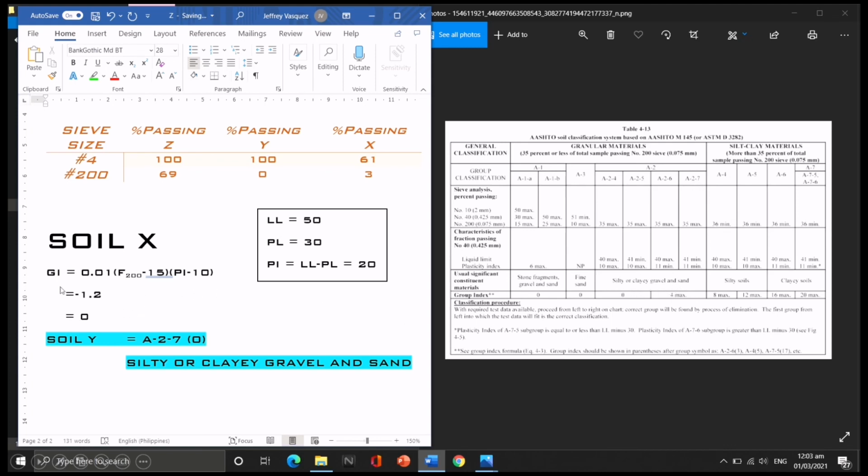So, kunin natin yung group index niya. Ganoon pa rin yung special natin na formula. Then, substitute yung mga meron tayo. Ito, which is 3. PI natin na 20. So, negative 1.2. Round up natin, which is equal to 0. So, ang soil X para natin ay A2-7 and group index number 0, which belongs to silty or clay, gravel, and sand.